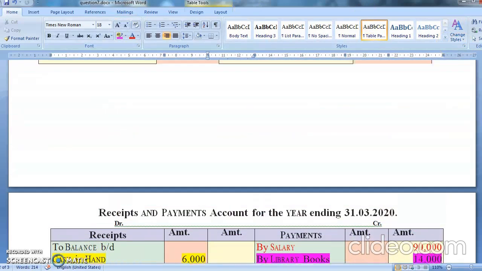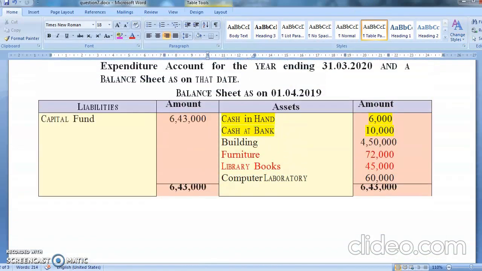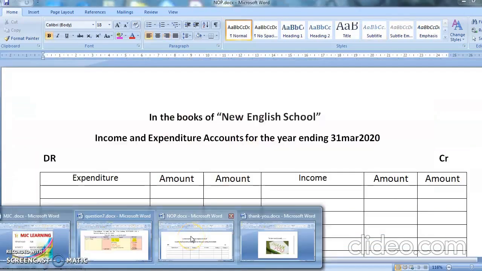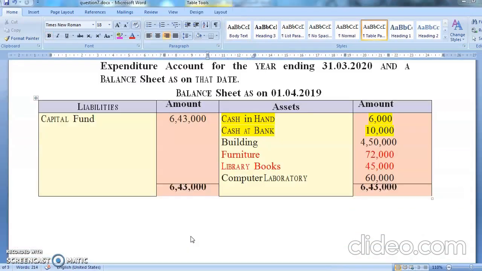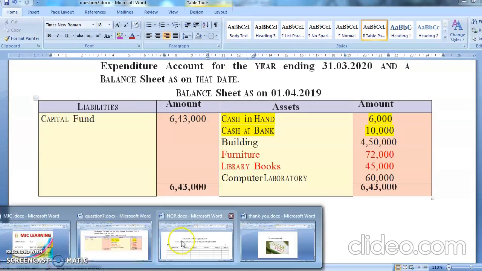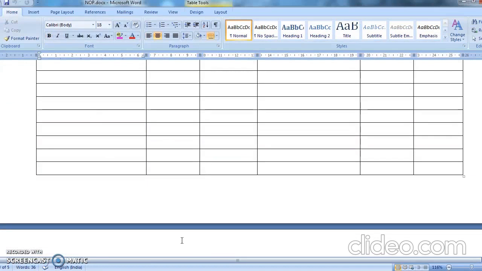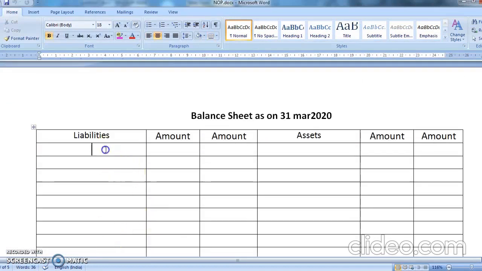First we'll be doing the posting of the balance sheet. The balance sheet posting obviously will be going to our new balance sheet only. So we'll be going directly in the balance sheet. Yes, first is your capital fund. So you'll write your capital fund on the liability side. Capital fund.